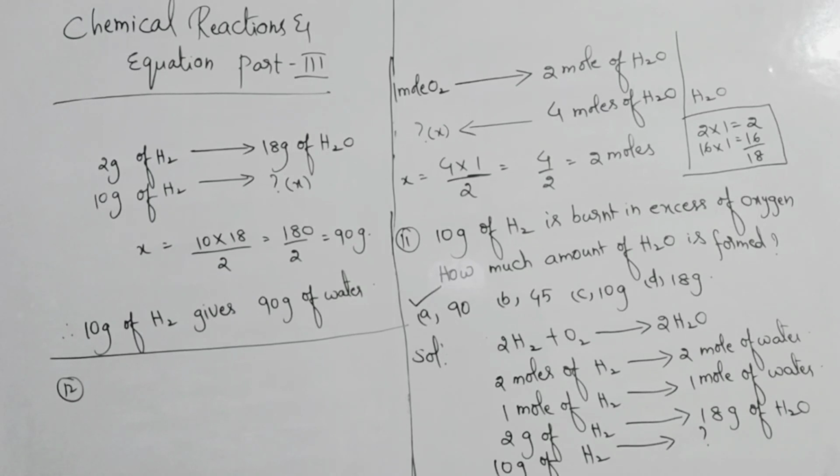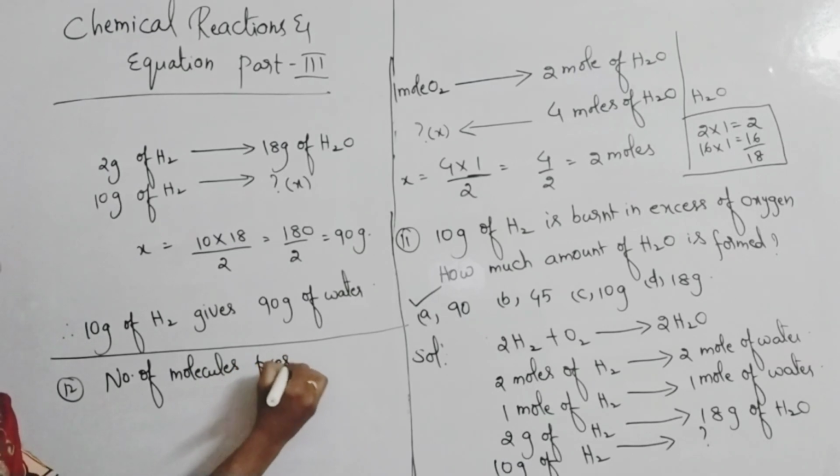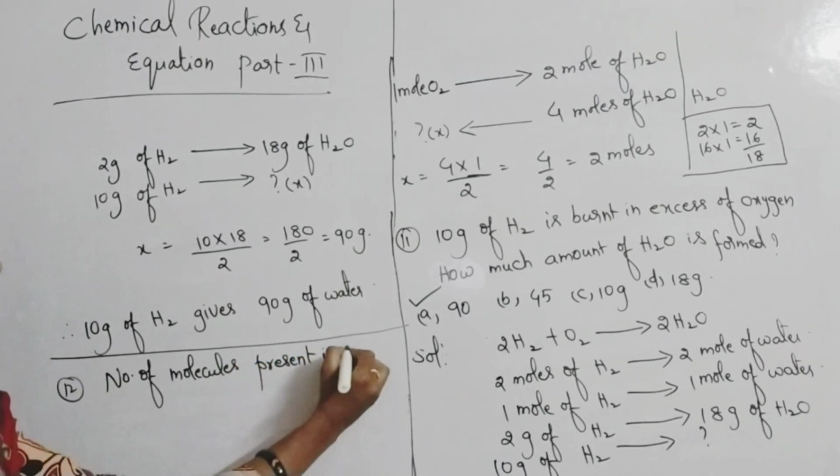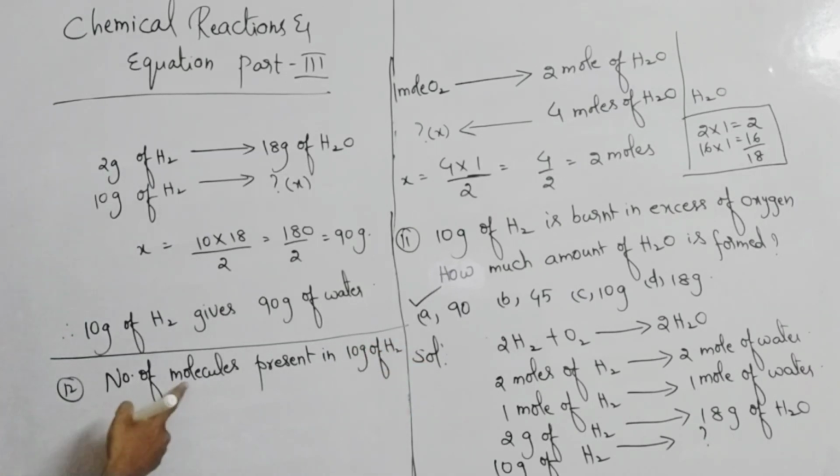The 12th question is: number of molecules present in 10 grams of hydrogen. This is your question. Number of molecules he is asking. Please check carefully, options are given. Option A is 6.023 into 10 power 23, the Avogadro number.